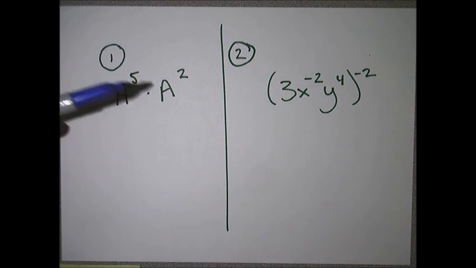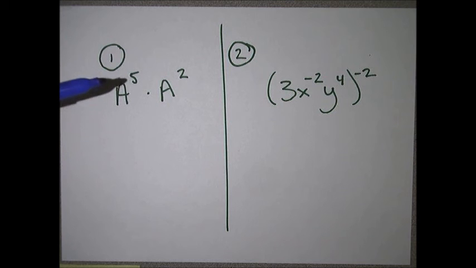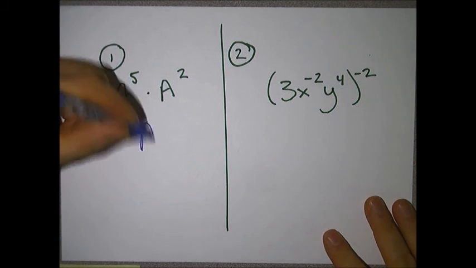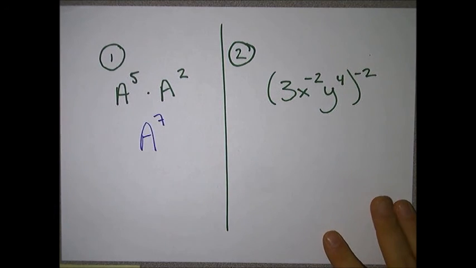Okay, number one. So a to the fifth times a squared. If it's side by side and you are multiplying, you're going to add the exponents. Answer: a to the seventh.